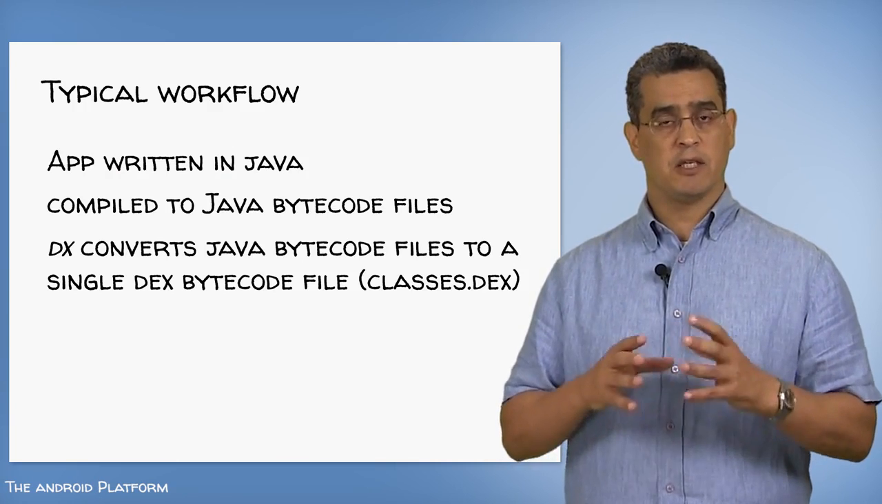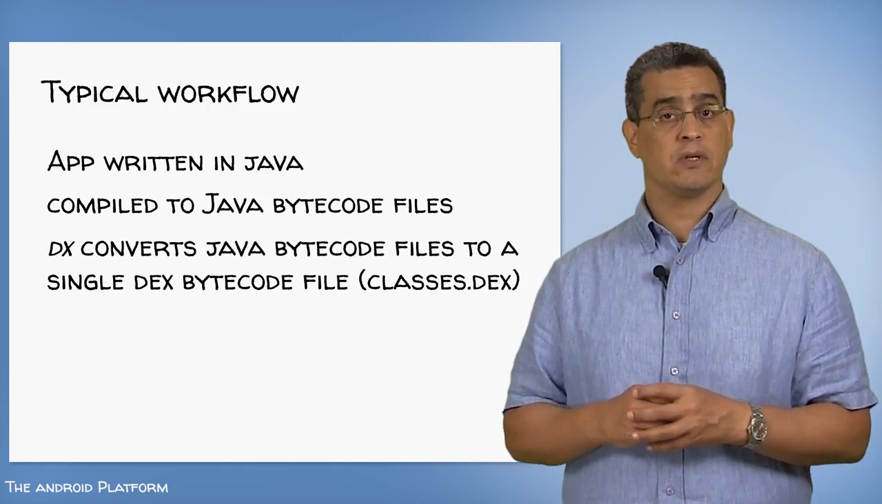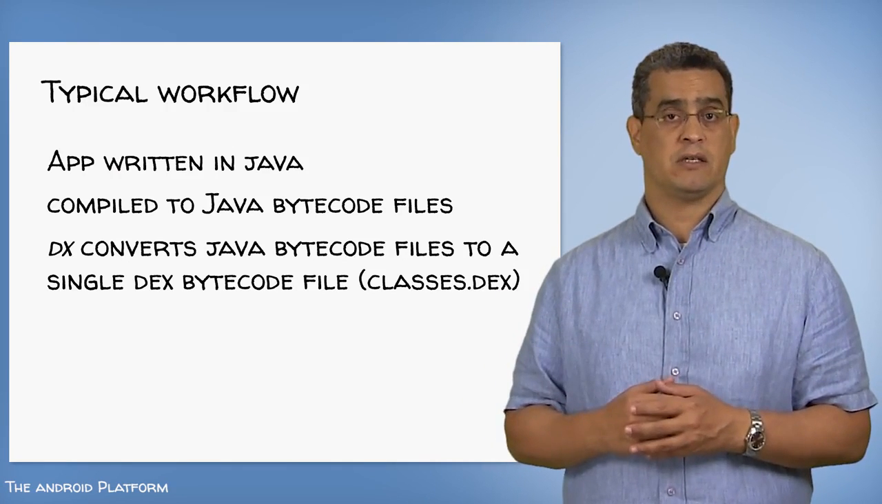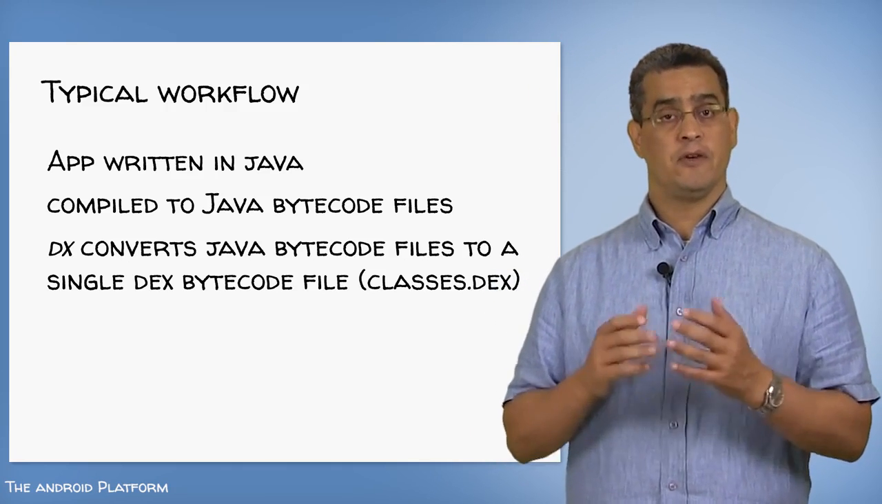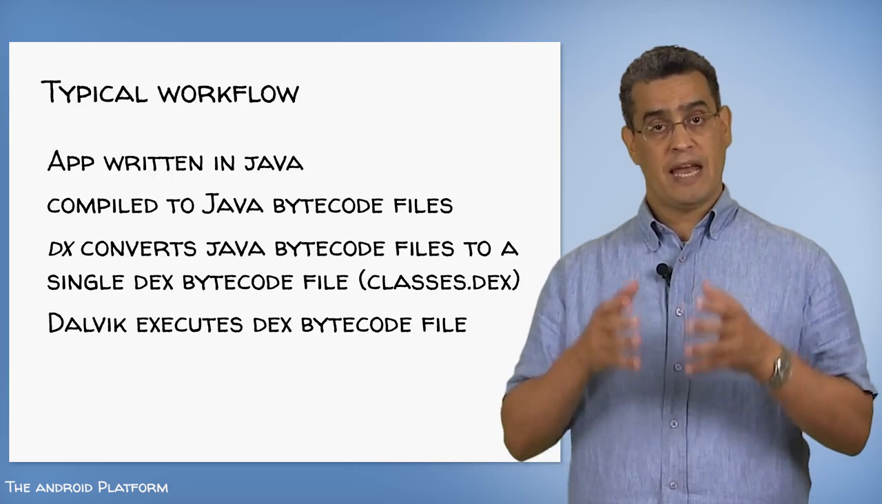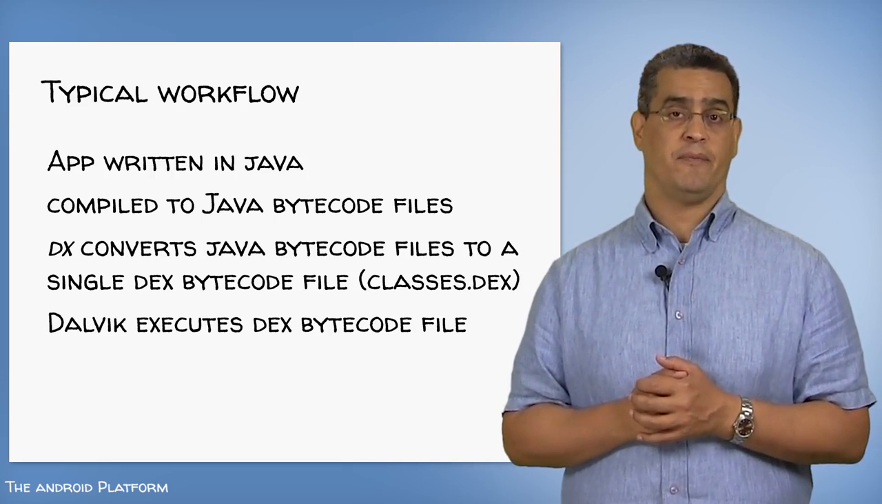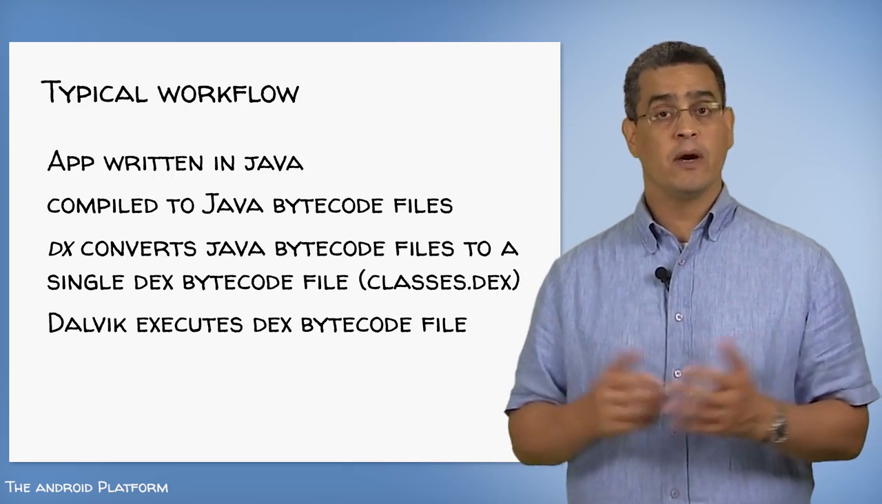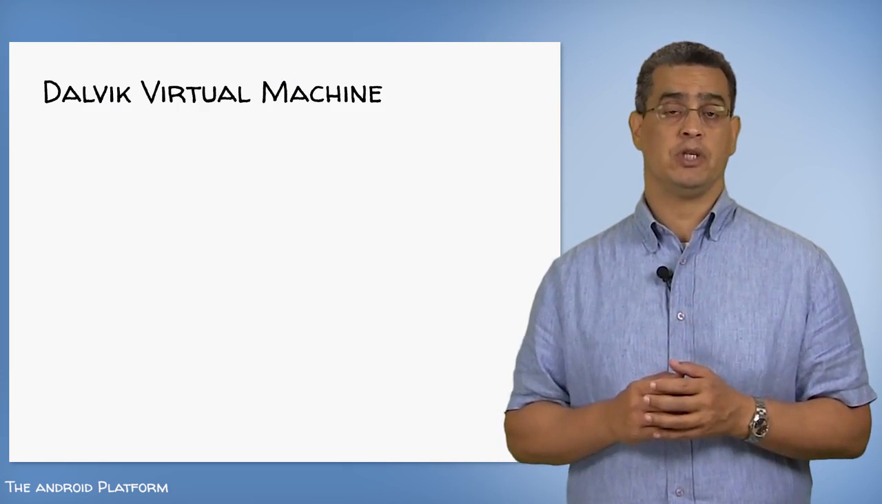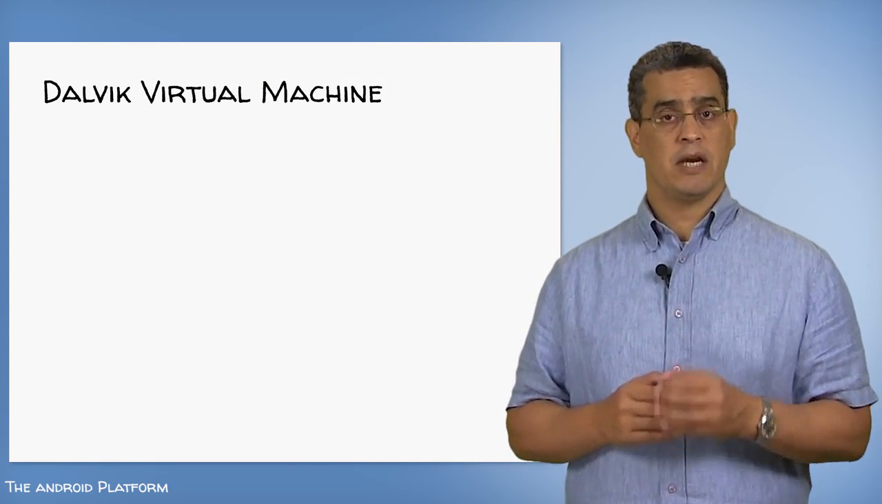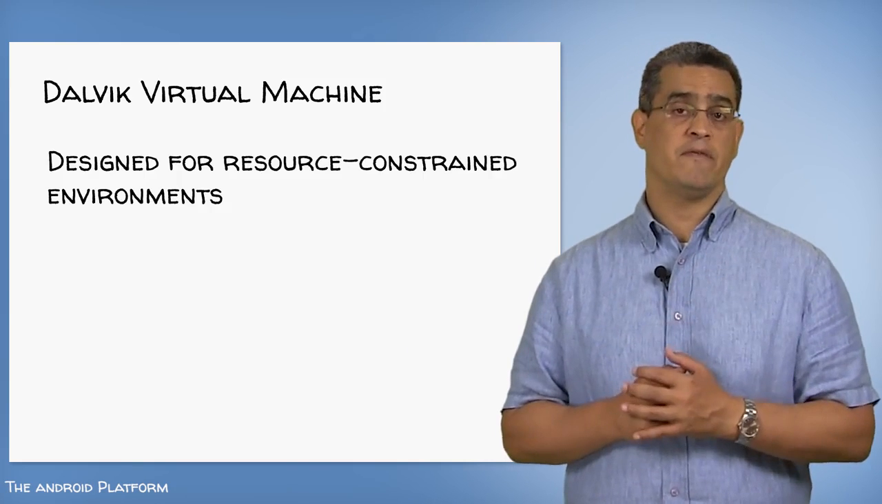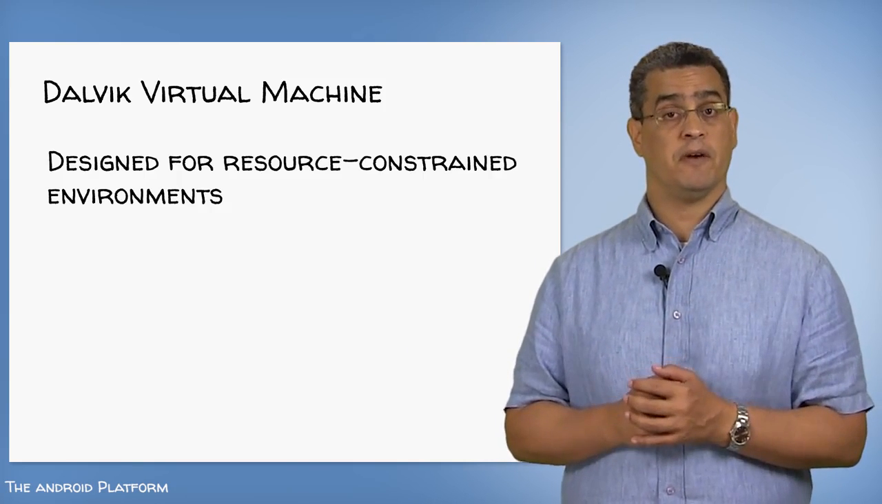Next, the DEX file is packaged with other application resources and installed on the device. And finally, when the user launches the application, the Dalvik virtual machine will then execute the classes.dex file. Now, the reason for doing all this is that the Dalvik virtual machine, unlike the Java virtual machine, was specifically designed to run in the resource-constrained environment, which is typical of mobile devices.